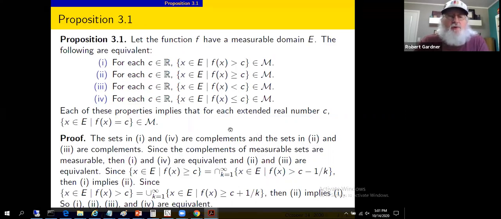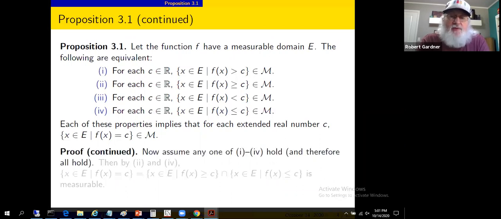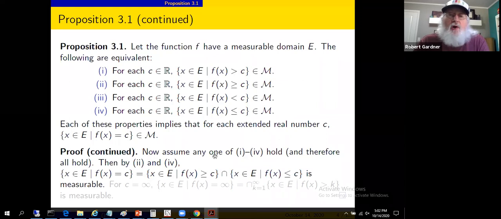We're still left with a little loose end about equality. For all extended real numbers C, the set of x values for which f of x equals C is a measurable set. We are allowing the functions to take on infinity as a value, which is a little weird, but we're dealing with extended real numbers here. Okay, so if any one of 1 through 4 hold, then all of them hold because we've shown they're equivalent. So we can use all of them.